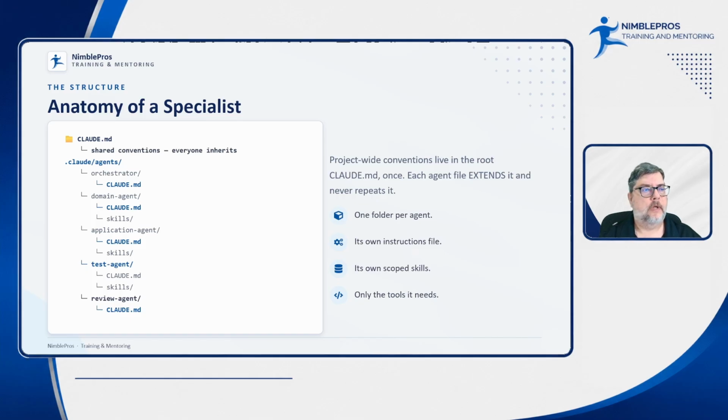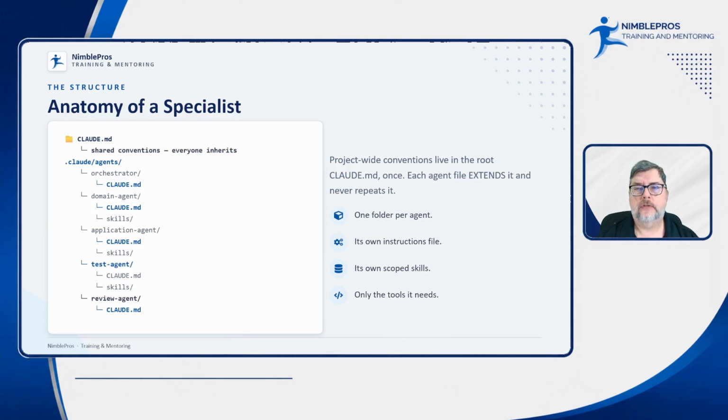And each one will have its own Claude instructions file. And each one will also have skills and MCP information that are specific to that particular agent in those subfolders as well. So for instance, on your domain agent, you don't need to give it skills related to the application. You don't need to give it skills related to testing. And so each of those skills subfolders is specific to that particular agent.